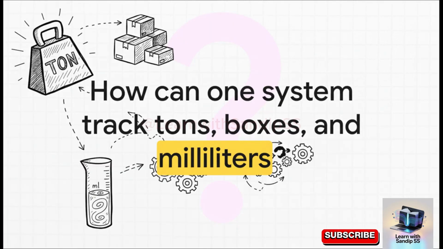But seriously, just think about it for a second. Your company might be buying raw materials by the ton, packaging them up in individual boxes, and then selling a liquid version by the milliliter. So how on earth does one system keep track of all of that without total chaos? Well, the answer is all in the configuration, specifically in how it handles units of measurement.